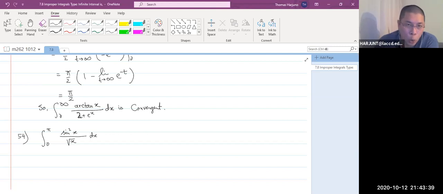Trig sub? No, you already have trig. You don't want to do trig sub. You don't have to compute this. Do comparison, that's what I say. They don't ask you to compute what the answer is. They only ask you, is it convergent or divergent? That's all they ask.